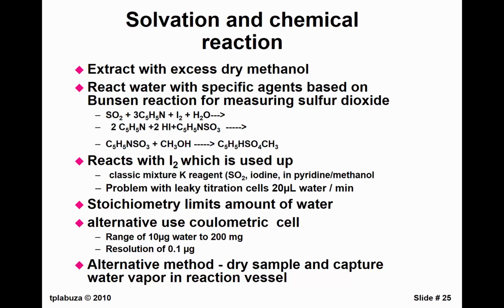The stoichiometry of this limits the amount of water. So when you're doing this kind of titration, you can only do it in a certain limit. So what you do is if you have a very wet food, you use a smaller sample. If you have a dry food, you use a larger sample. And in some of the Karl Fischer books, like this one here, which you want back there, it gives you some information on how to do that.